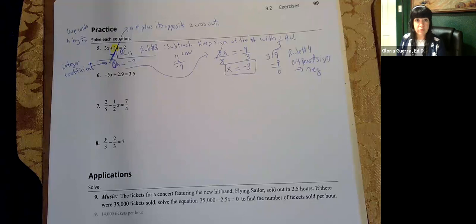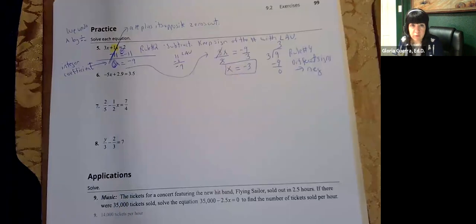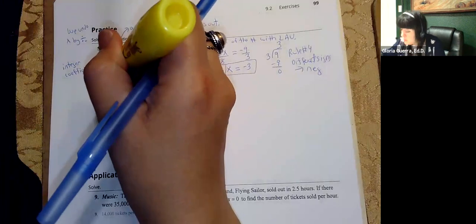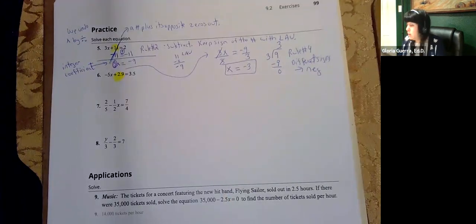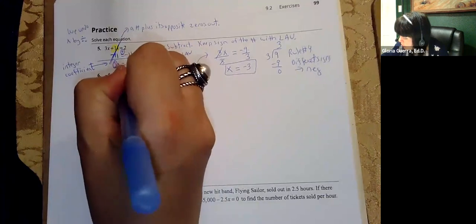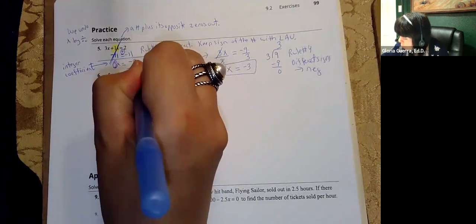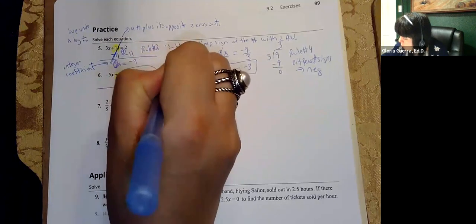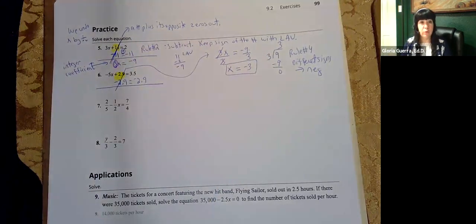Okay, now for number 6, we want to solve for x. There's two steps you have to work with. In a little bit, we'll work with the negative 5 to isolate x, but not right away. First, you should work with the positive 2.9 by moving it to the other side of the equation with that 3.5 constant term. So the opposite of 2.9 is a minus 2.9. The 2.9 and minus 2.9 cancel out, they zero out.